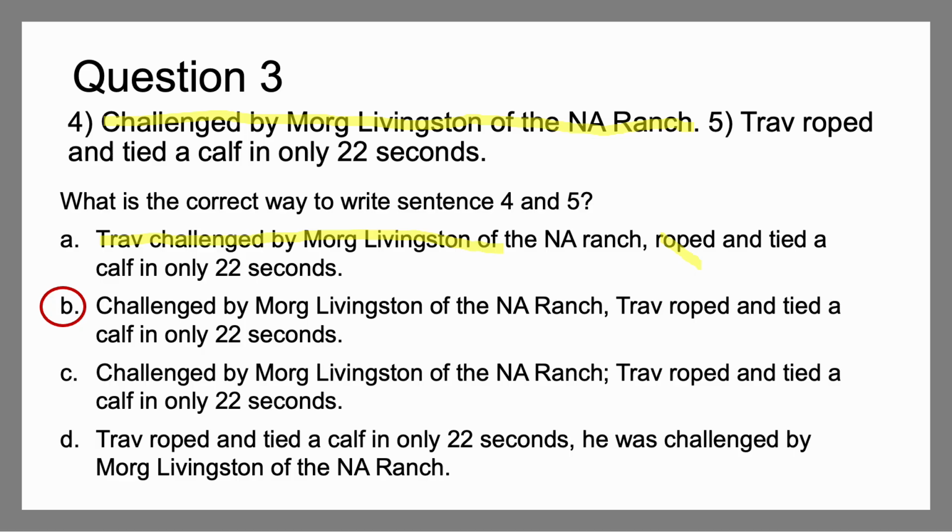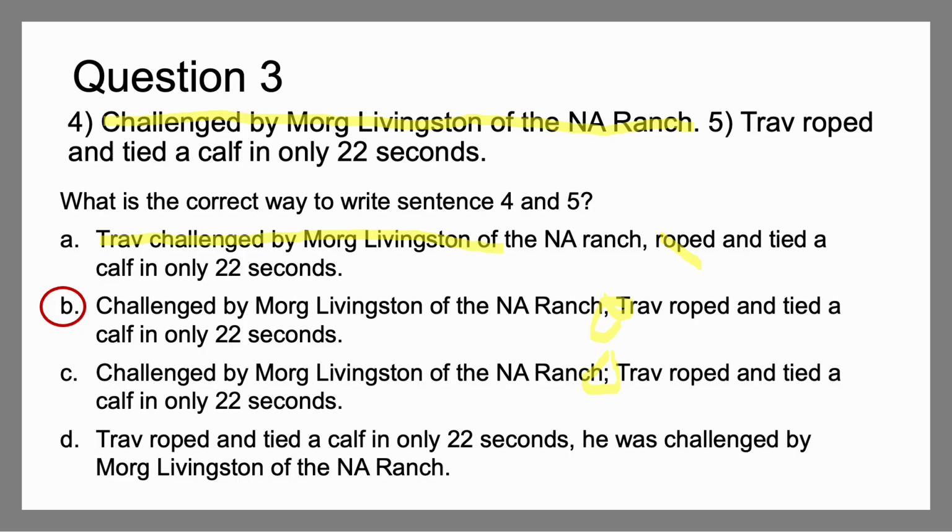Looking at C, challenged by Morg Livingston of the NA Ranch, semicolon, Trav roped and tied a calf in only 22 seconds. This C looks almost exactly like answer choice B, but the only difference is the semicolon and the comma. So that's when you need to know your answer choices, right? I know a semicolon needs to have two complete sentences on either side of it, and that's not the case here for answer choice C.